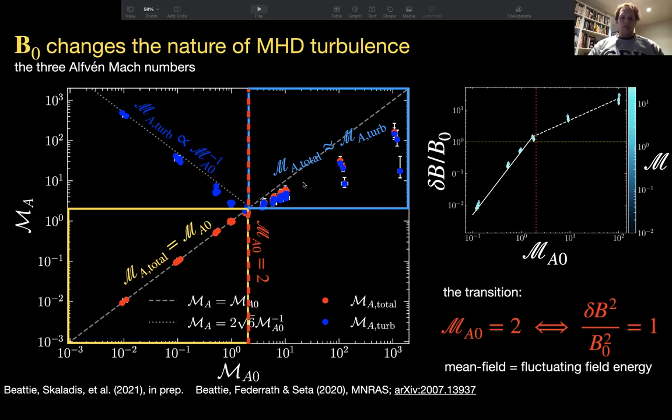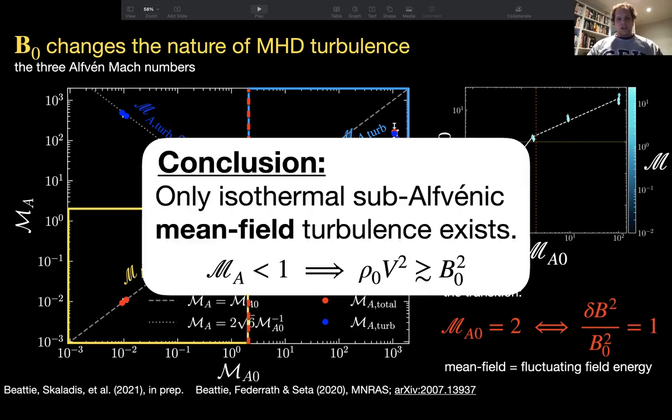So this is where the Mach alpha total is approximately equal to the turbulent Mach number in this regime up here. So the turbulent field is dominating the energy budget in this regime, and the mean field is dominating the energy budget in this regime down here. So my conclusion is that only isothermal subalfvenic mean field turbulence exists. You cannot get this fluctuating field into the subalfvenic regime. You need a mean field to do this.